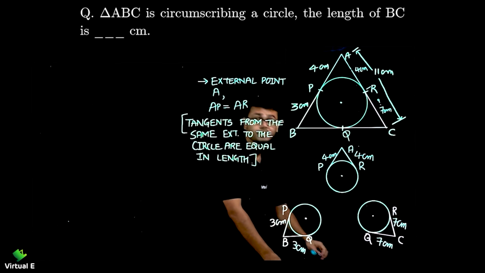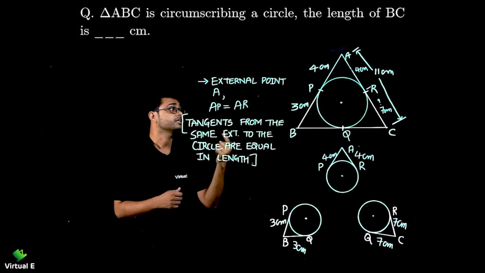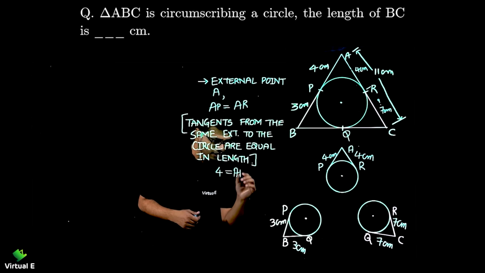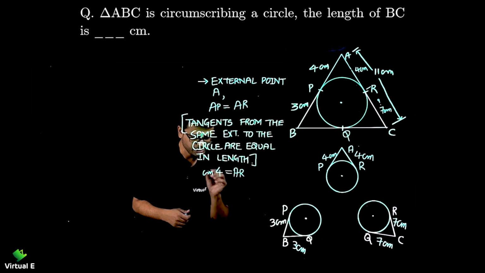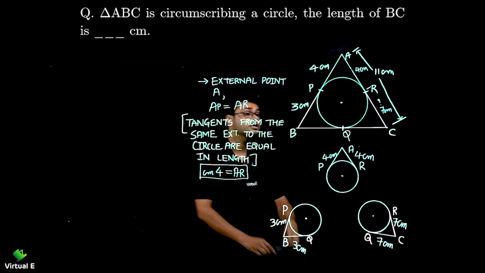So can I write the final conclusion? AP is equal to AR. AP value is what? 4 centimeters. So I can write that 4 is equal to AR or 4 centimeter, right? That's my length of the AR. Done? Now let's talk about the external point B.